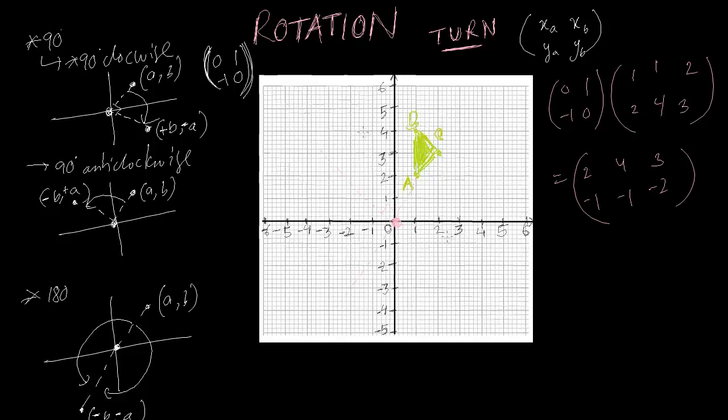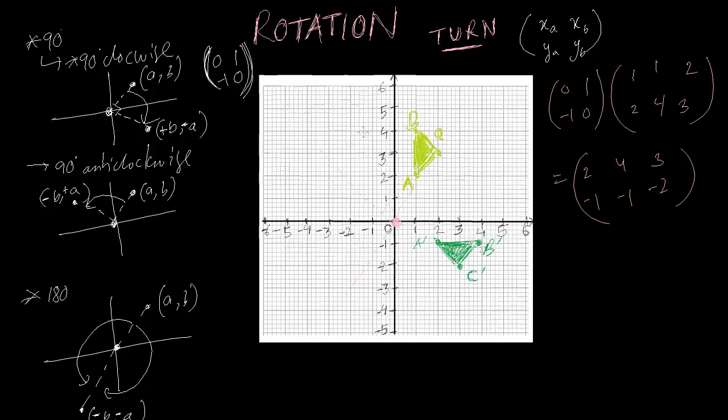So 2, minus 1 is going to be here. Let me call this A prime. 4, minus 1 would be here. Let me call this B prime, and 3, minus 2 would be here, C prime. It is not pretty obvious unless you draw it. So this is the image of this triangle when it is rotated by 90 degrees in the clockwise direction.